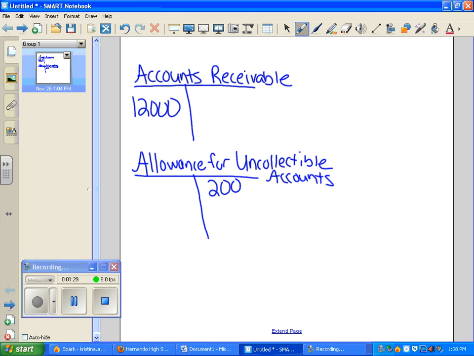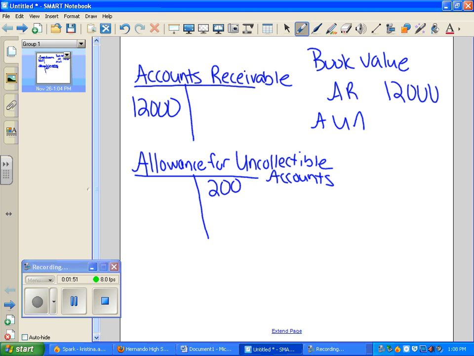One thing that you're going to be asked for is a book value of accounts receivable. And in order to determine a book value, you take the amount of accounts receivable, which in this case is $12,000. And then you take the amount that you're probably never going to collect, so that's the allowance for uncollectible accounts, and that's $200, and you're going to subtract it. So the book value of your accounts receivable would be $11,800.